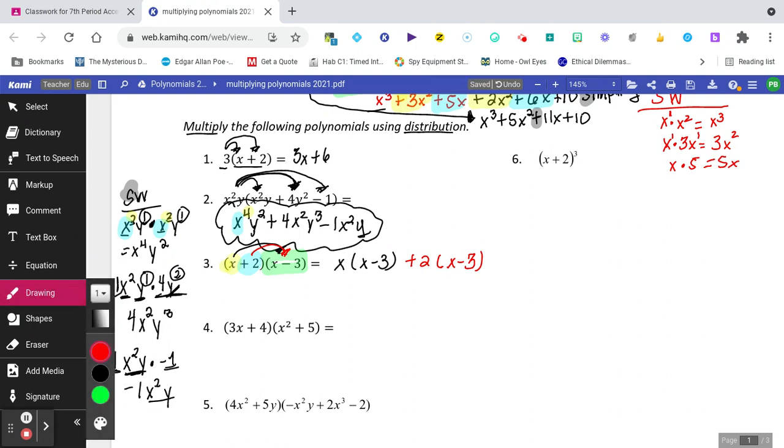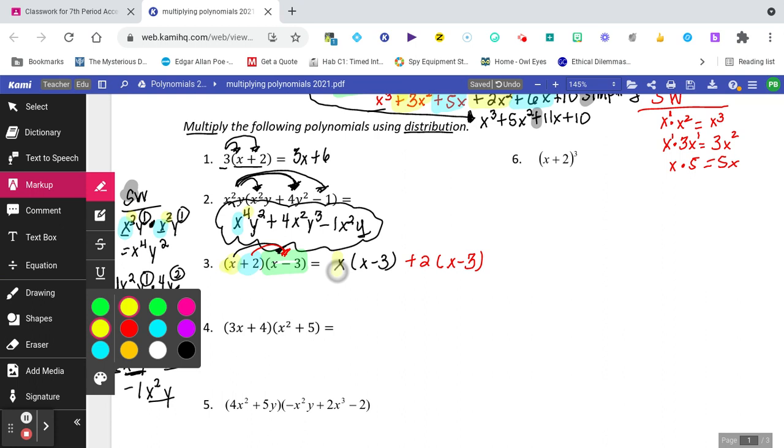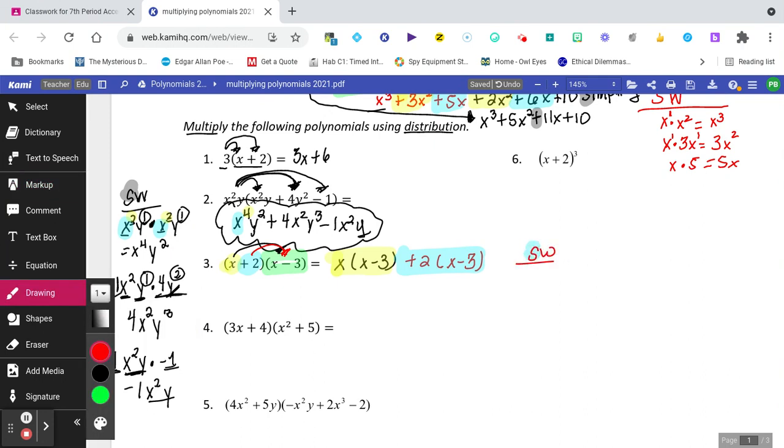If I work on the first part, what I have to distribute, let me highlight this, just color coding, and do my side work over here. x times x. Put your imaginary ones, so write 1x and x times x. Add the two ones, I get x squared. Then I have x times negative 3, so I end up with negative 3x.